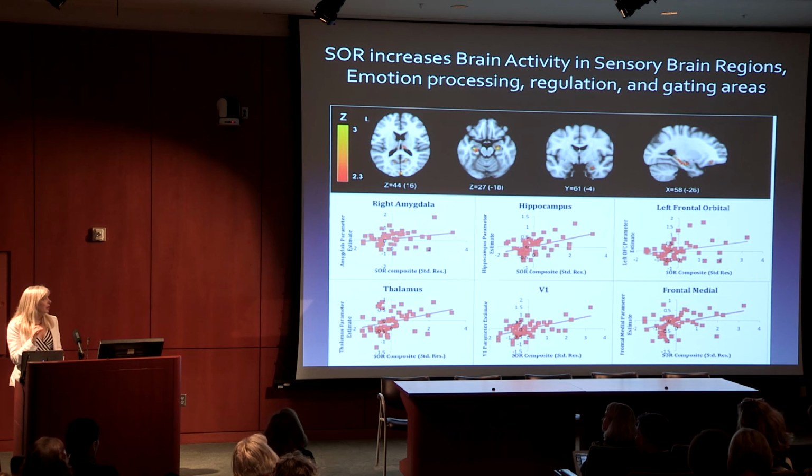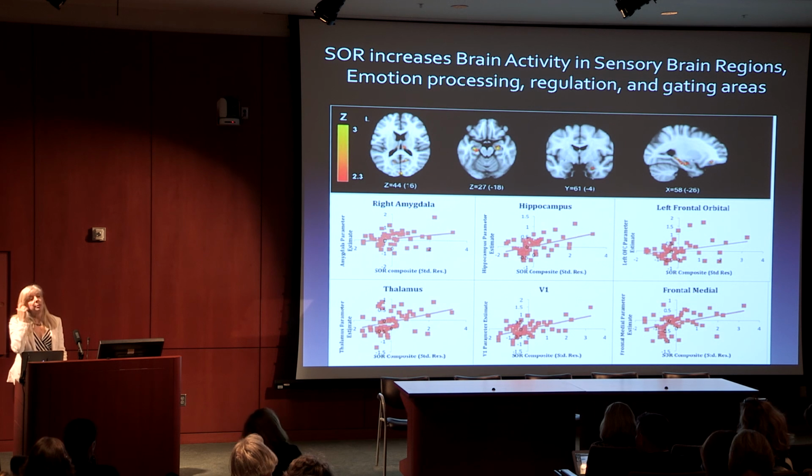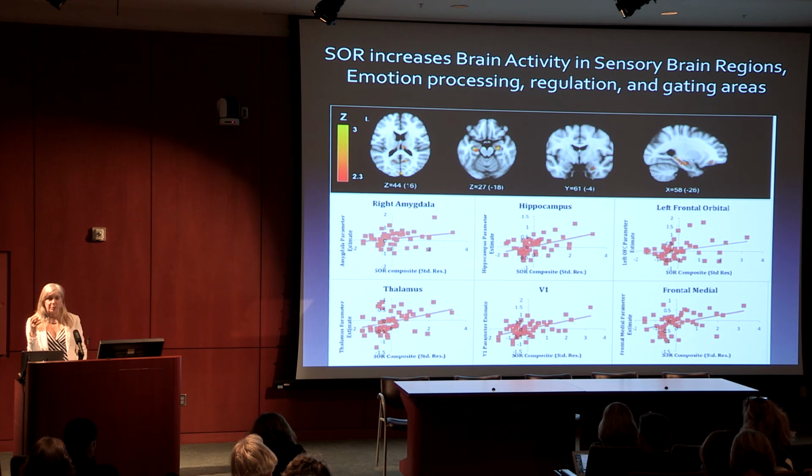In particular, it was correlated with overactivity right in the sensory cortices. So visual cortex was hyperactive, auditory cortex was hyperactive, the thalamus was hyperactive. The thalamus is an important region in the brain because it gates sensory stimuli.